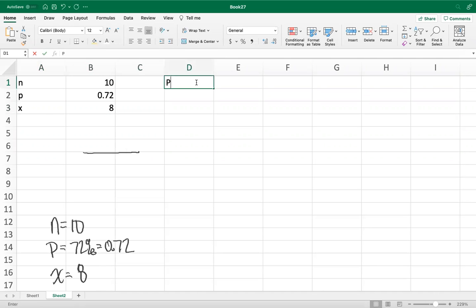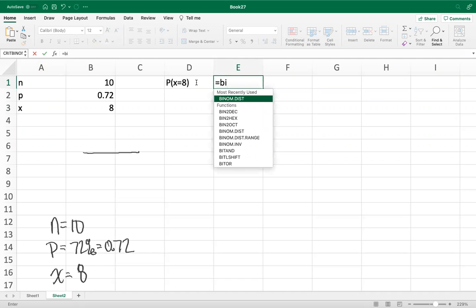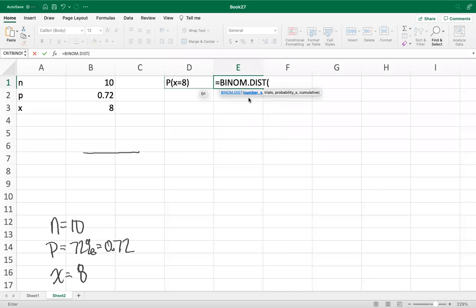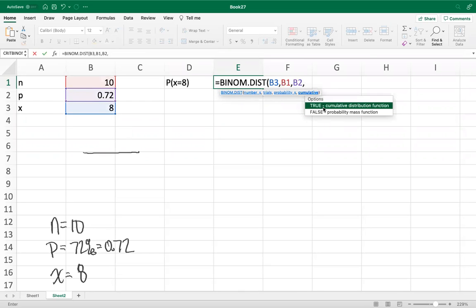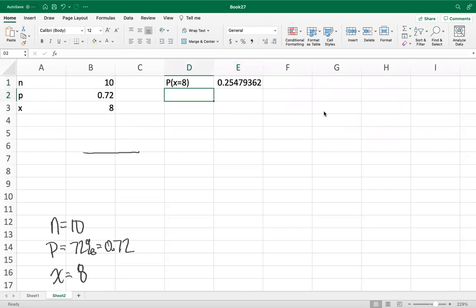So over here, probability of getting exactly 8, or we could say X equaling 8. This is equal to, we talked about it earlier, we're looking at a binomial experiment. So we're looking at binomial distribution. Number of successes, we want 8 successes. Number of trials, we have 10. Probability of success, 0.72. And lastly, cumulative, false. So remember, cumulative means that we want to add everything together. False is going to give us just the probability of exactly 8, or exactly that value. And there you go. So they probably wanted four decimal places. We could be a little bit lazy and have Excel do that work for us.